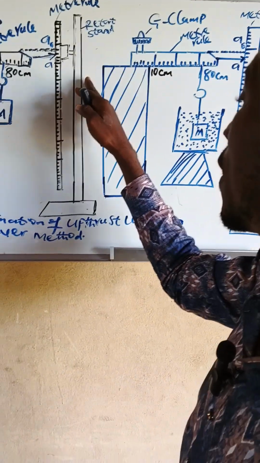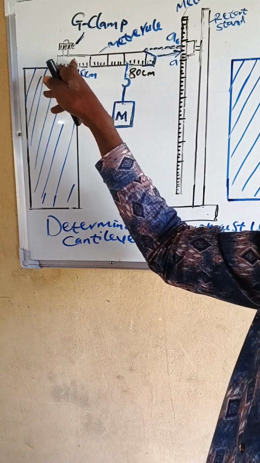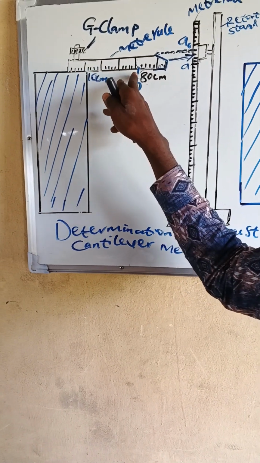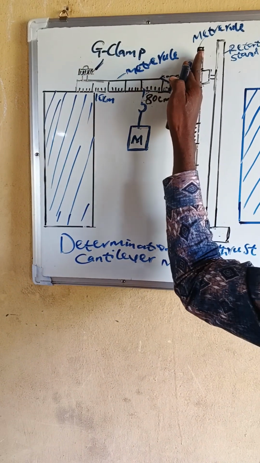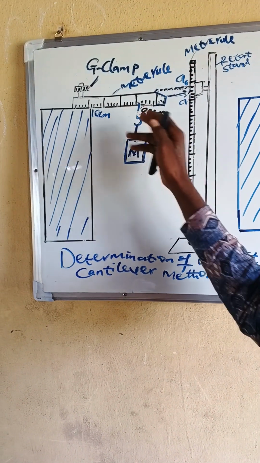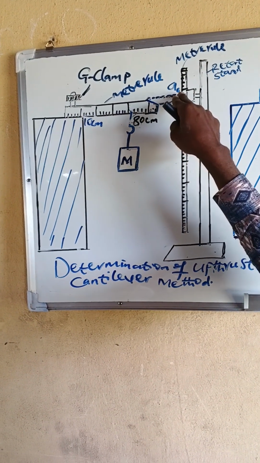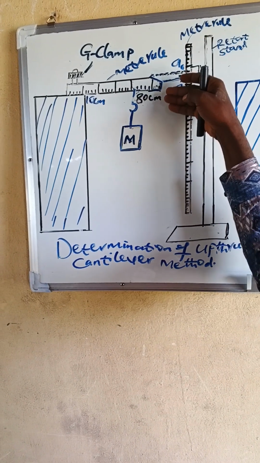This is the retort stand. Then this is a mass. This horizontal meter rule is mounted at 10 cm from the bench, and this object is put at 80 cm. Then we have 20 cm remaining at this point. So you mount the mass. Before you put the mass here, you first of all determine the original length A0 before the mass.